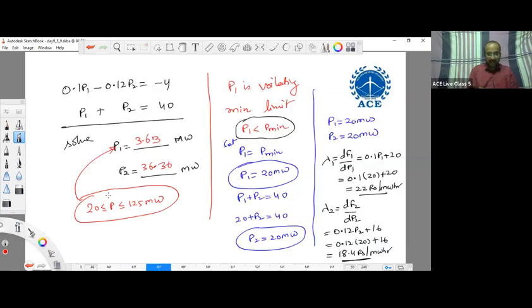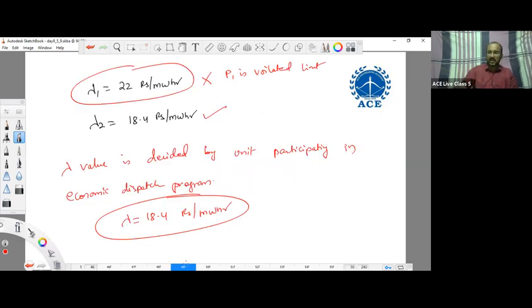You got the P1 value, but P1 is violating the minimum limit. The minimum limit is 20. So set P1 equal to P minimum, 20, and solve P2 by the balance equation. So you got P1 and P2 as 20 megawatt. But you will get two different lambda values. Which lambda value is to be selected? Lambda value is decided by the unit which is participating in economic dispatch program. Understood my point? Is it clear?